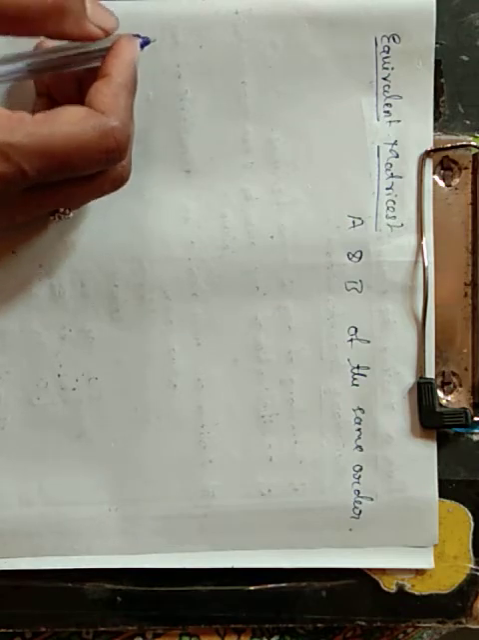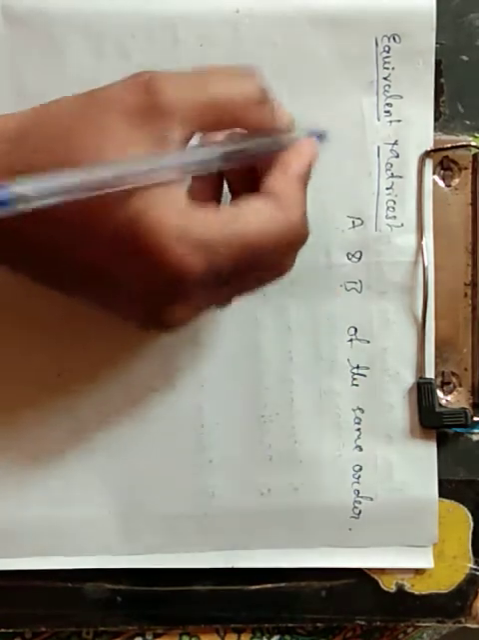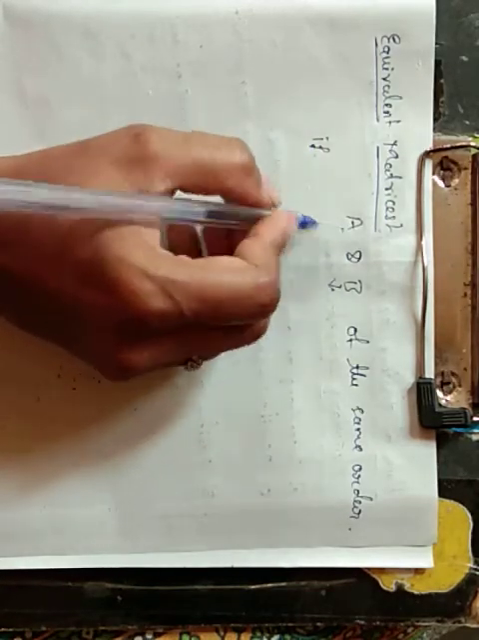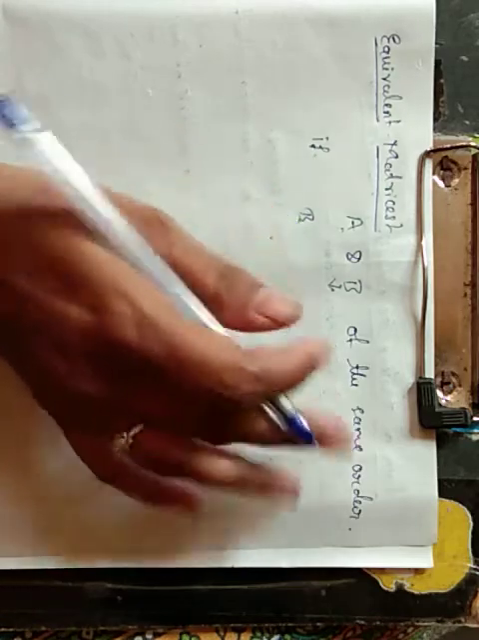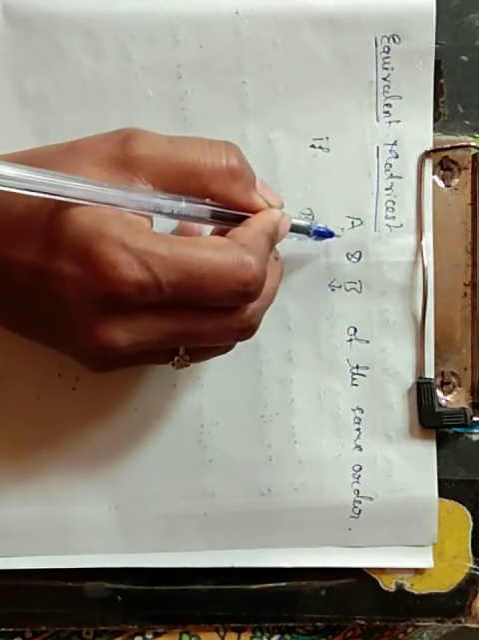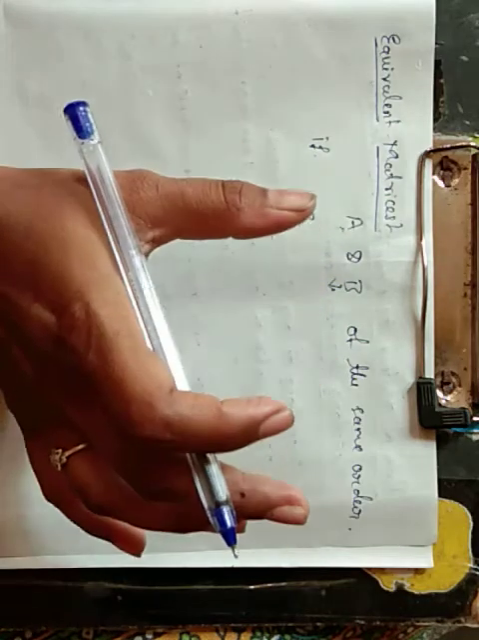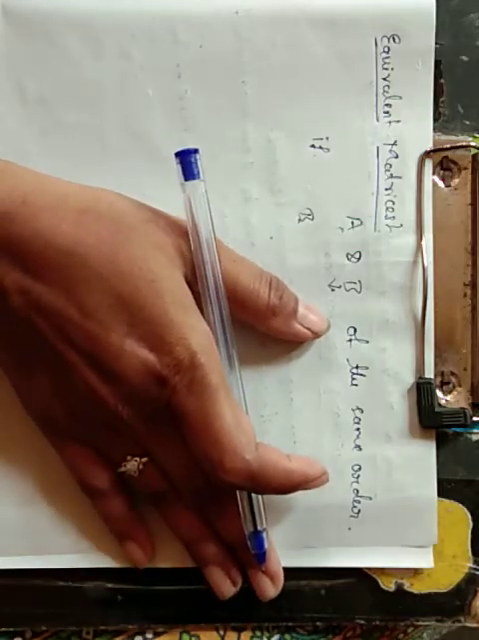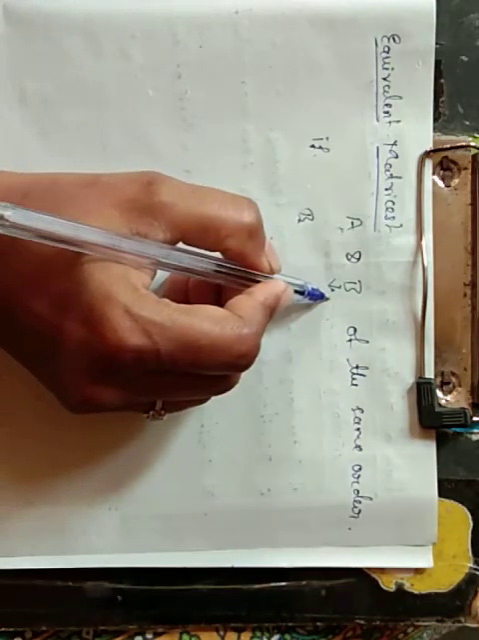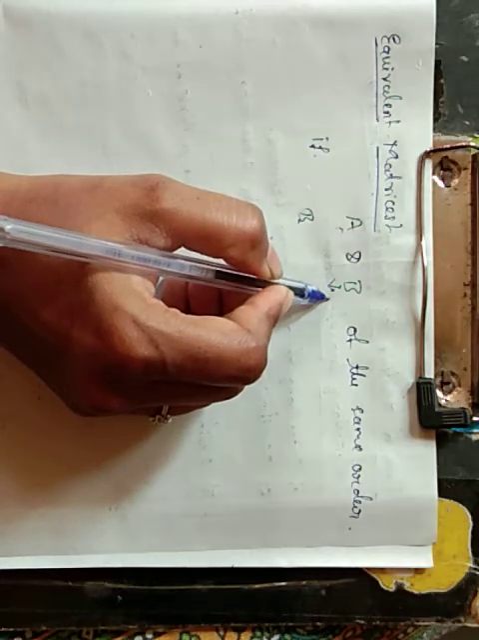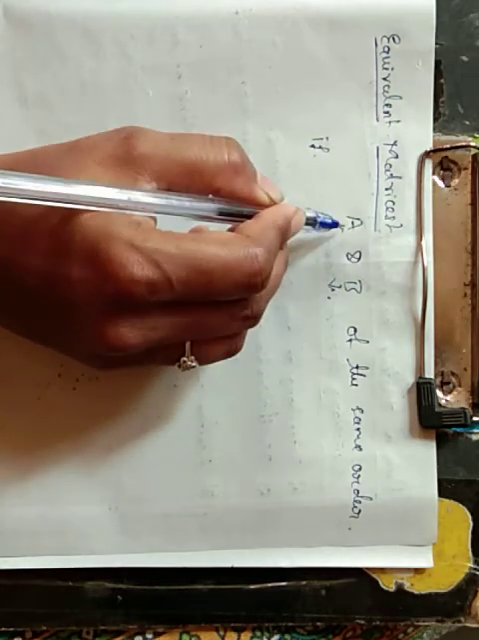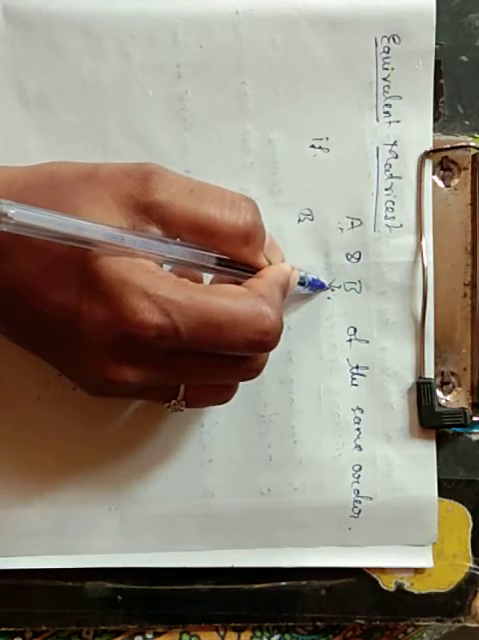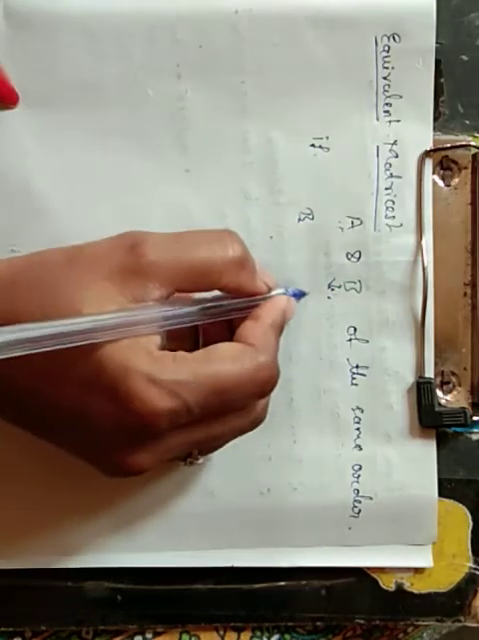A and B are said to be equivalent if one matrix is obtained from the other. B is obtained from A by some successive finite number of elementary row or column transformations. Then we say that A is equivalent to B.